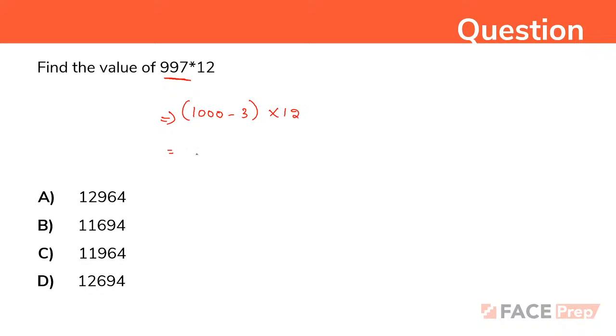So 12 into 1000 will be 12,000. And then 12 into 3 is equal to 36. So if I just subtract both, that will be equal to 11964. So the answer for this question will be option C, 11964.